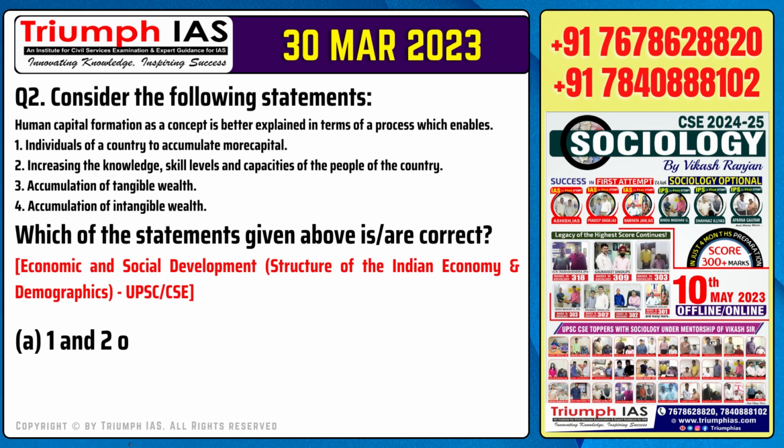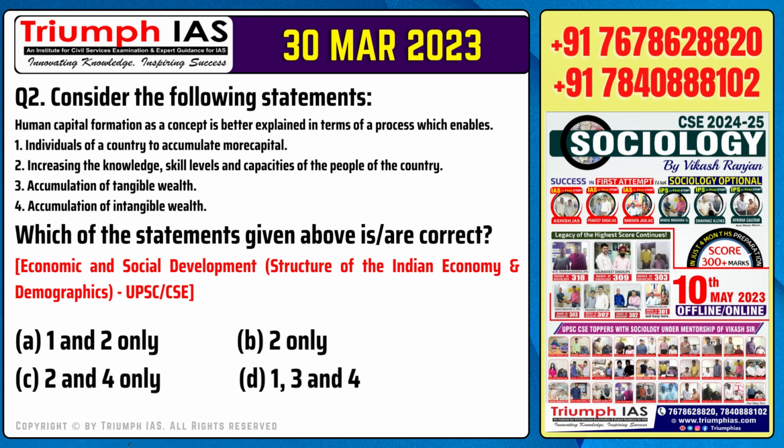Question number 2. Consider the following statements. Human capital formation as a concept is better explained in terms of a process which enables: Number 1. Individuals of a country to accumulate more capital. Number 2. Increasing the knowledge, skill levels and capacities of the people of the country. Number 3. Accumulation of tangible wealth. Number 4. Accumulation of intangible wealth. Which of the statements given above are correct? Option 1. 1 and 2 only. Option 2. 2 only. Option 3. 2 and 4 only. Option 4. 1, 3 and 4 only.